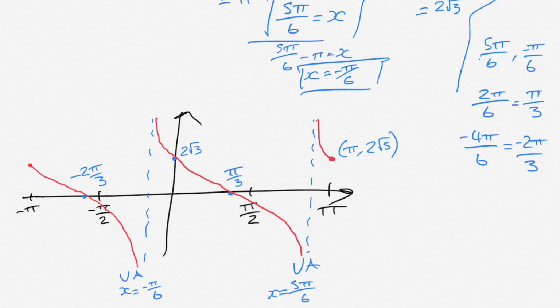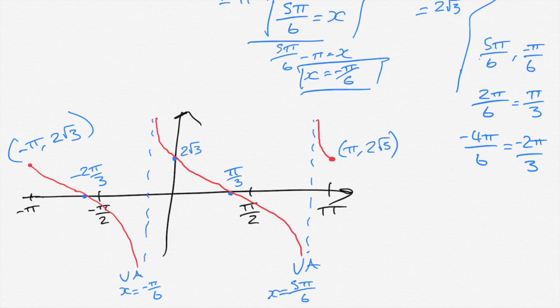I haven't labeled that point there, so let's label that point there as negative pi, comma 2 root 3. Let's double check I've got all my intercepts and asymptotes and endpoints labeled, and that's finished.